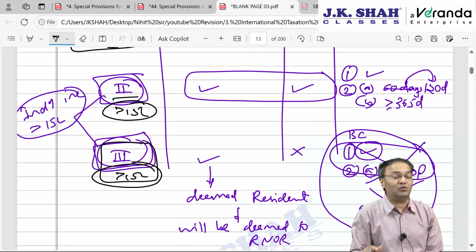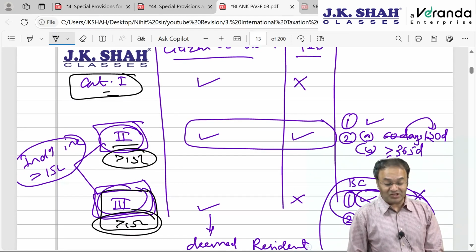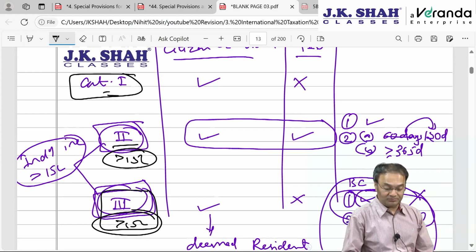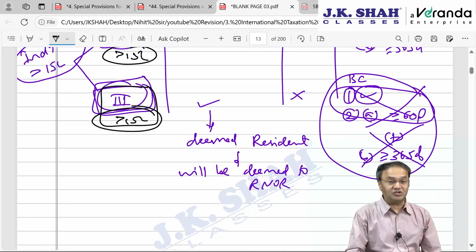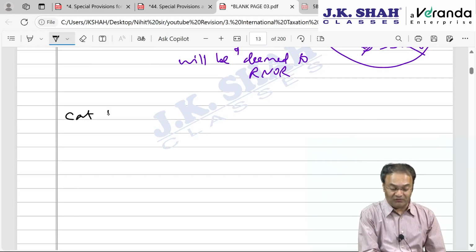Only for category 2, he could have been a PIO also, apart from only being a citizen of India. Everywhere citizenship is to be taken into account. For the first time, our government says, apart from his number of days of stay, also check whether he is taxable in other countries or not, or check whether he is PIO or not. Those are the 3 exceptions. The last category is category 4, which is nothing new.